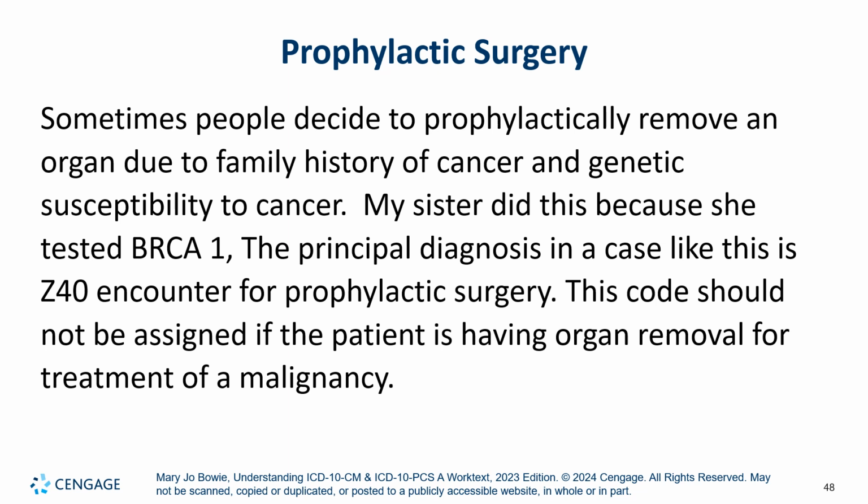So for her case, we would code a principal diagnosis code of Z40, which is an encounter for prophylactic surgery. And this code should not be assigned if the patient is having organ removal or treatment of a malignancy. This is just prophylactic surgery.